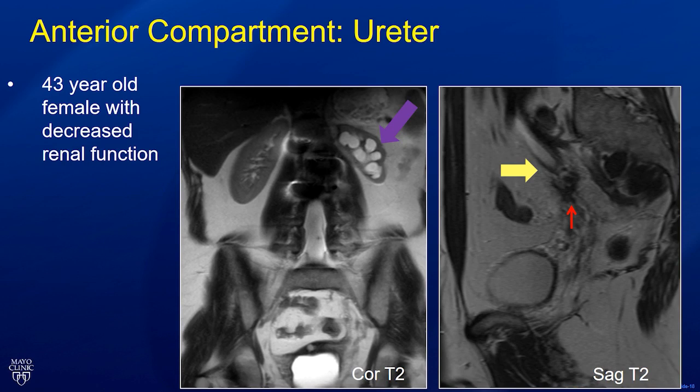Also in the anterior compartment is the ureter. We see this 43-year-old female who presented with decreased renal function and severe hydronephrosis and atrophy of her left kidney. In examining the right-hand side of the screen, the image shows a spiculated T2 hypointense fibrotic lesion obstructing that left ureter. A chronic process for this individual, unfortunately.